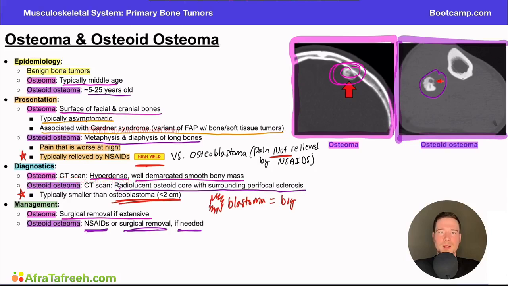When we think about the management here, again, with these primary bone tumors, if they're asymptomatic, we don't worry about them. We don't go chasing them. But if they are symptomatic, you can consider surgical removal. Key point here for osteoid osteoma to remember that this is responsive to anti-inflammatories. Why is this important? Because we're going to talk about contrasting it with a different bone tumor in an upcoming video, the osteoblastoma. Osteoblastoma is not relieved with NSAIDs. Osteoblastoma, again, blast big, is typically greater than 2 centimeters, versus the osteoid osteoma is relieved with NSAIDs, and it is typically smaller, typically less than 2 centimeters. So these are a good way to differentiate these in your mind as key defining characteristics.